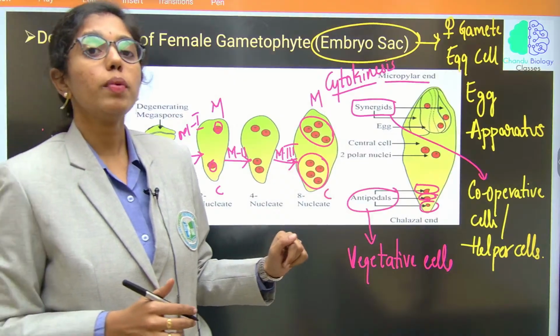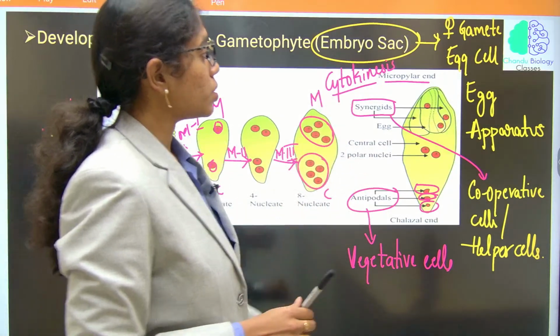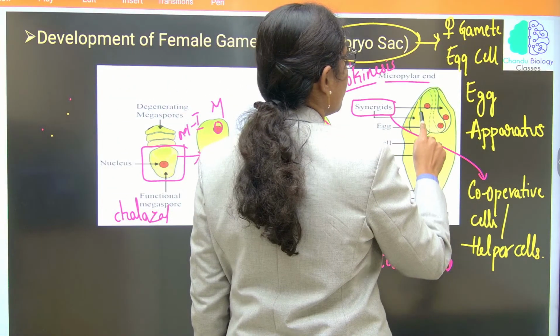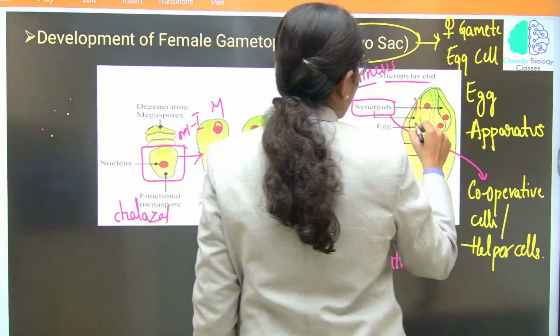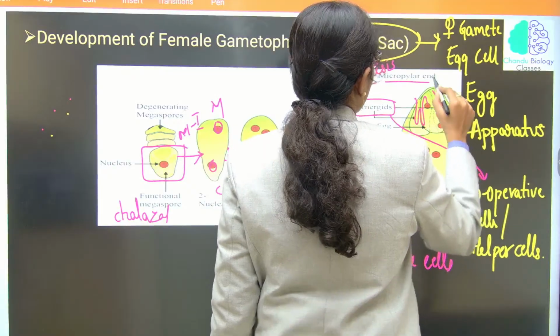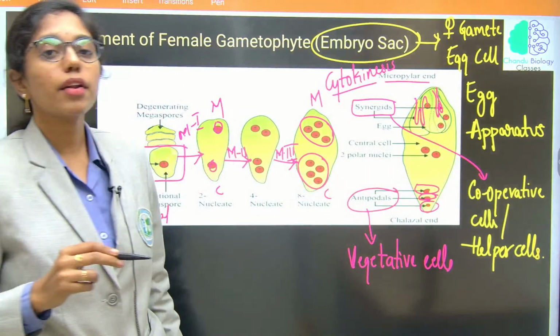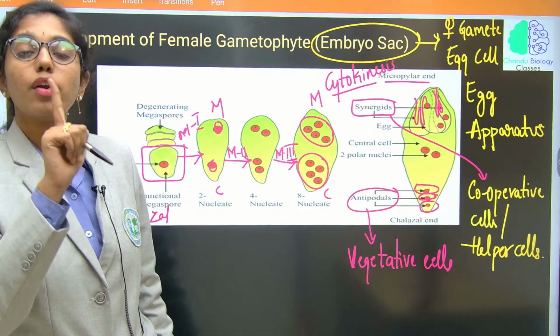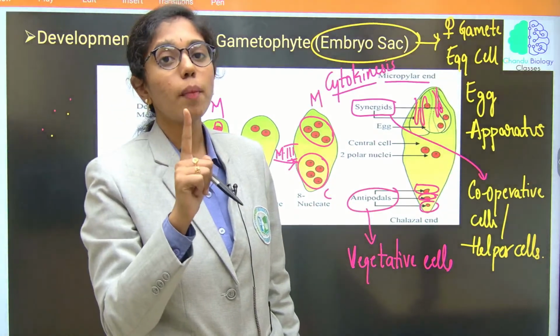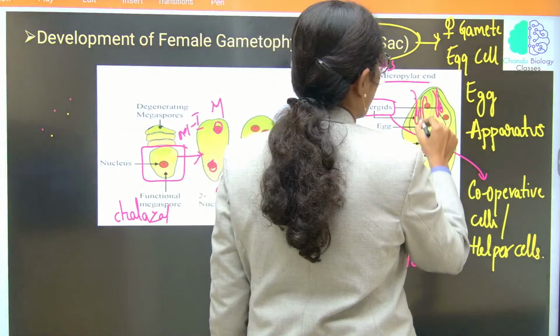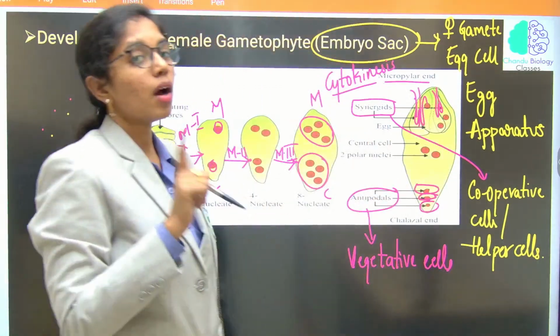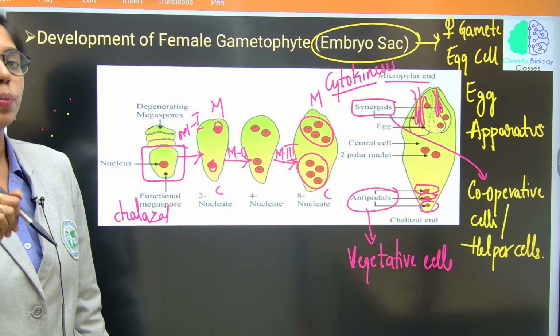One point to be highlighted again: in the synergid cells there is a filiform apparatus. What is the role of the filiform apparatus? It will guide the entry of the pollen tube, and one filiform apparatus will be disrupted by the entry of the pollen tube. When the pollen tube enters the embryo sac, one of the filiform apparatus will be disrupted.